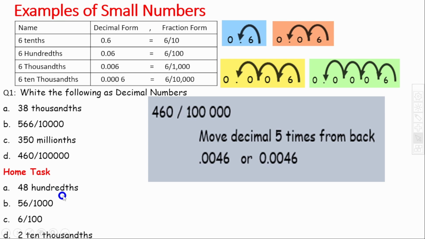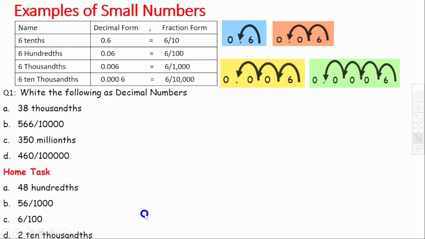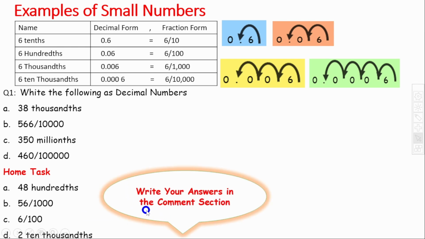So now that we've done a couple of examples, try to work this on your own, the home task. 48 hundredth, 56 over 1,000, 6 over 100, 2 10,000th. Try to write it in decimal form. Very, very important. And when you do that, write your answers in the comment section.